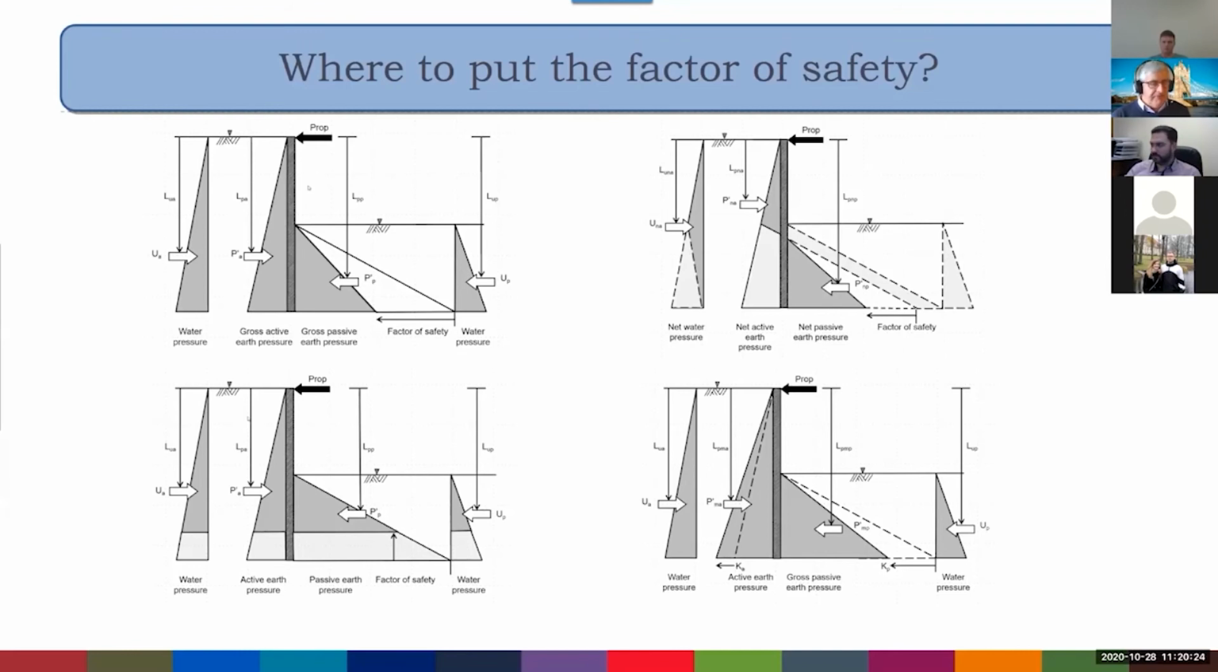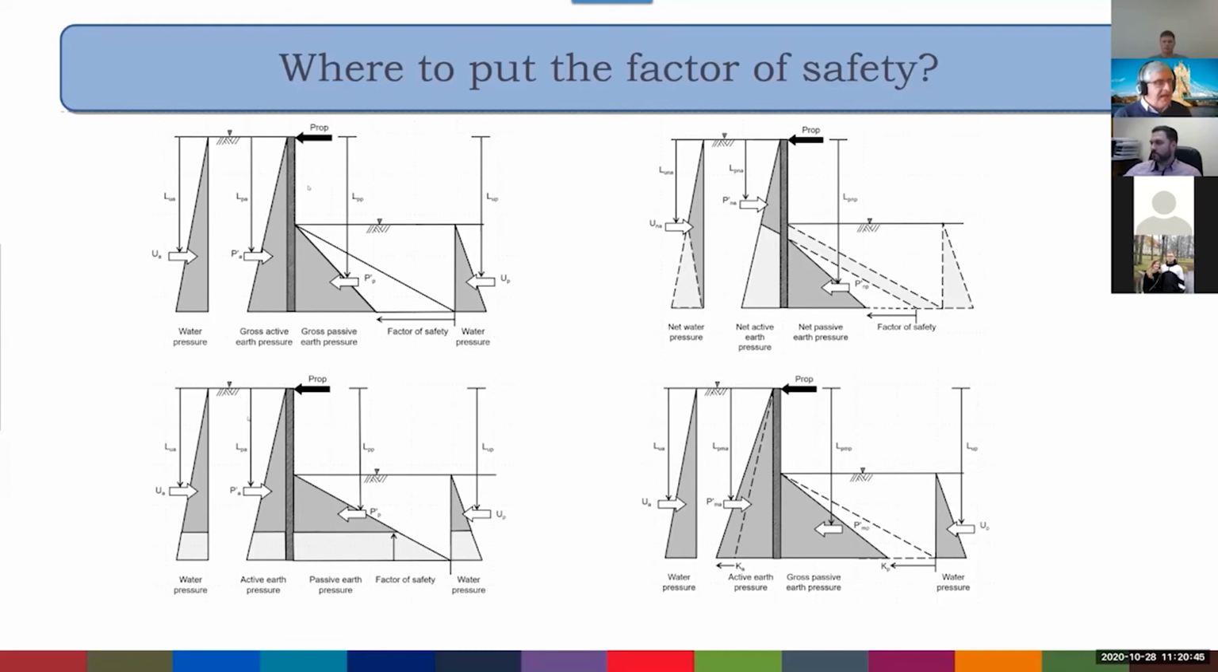The bottom left is where you apply a factor to the depth of embedment of the wall. This is shown to be very unsafe in some certain circumstances. It gives you a very exaggerated factor of safety. I would strongly not recommend that you use this method. It's very much fallen out of favor.